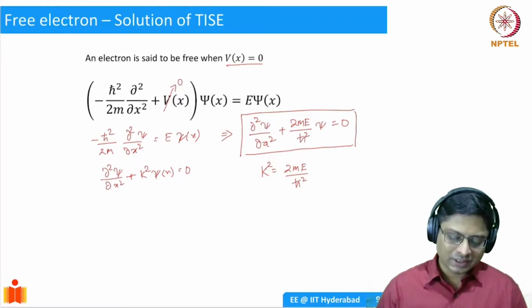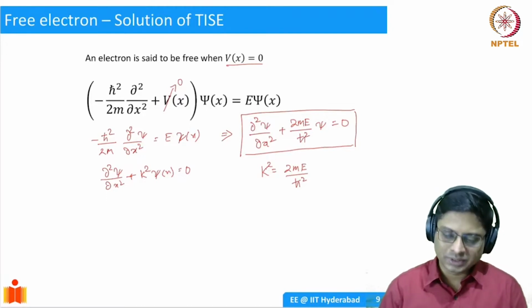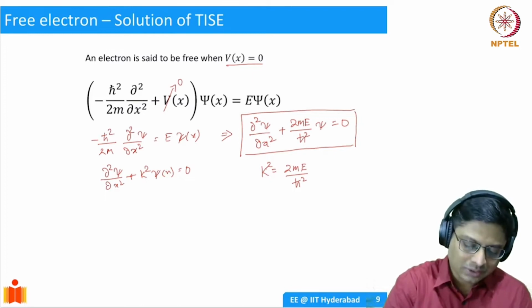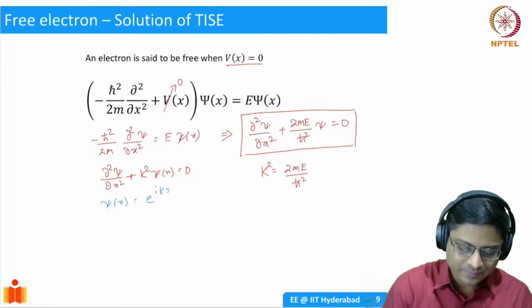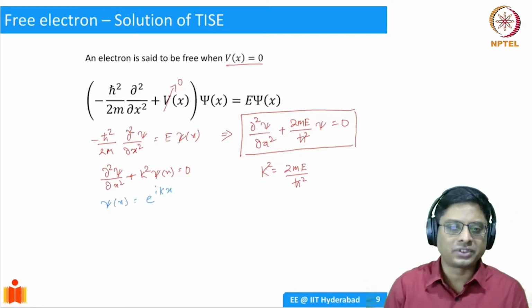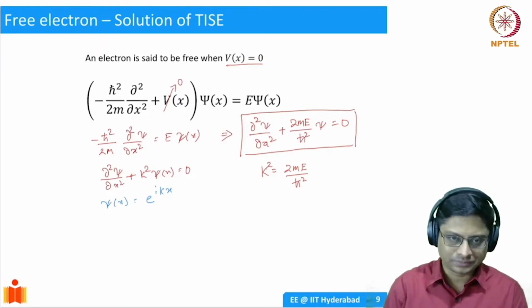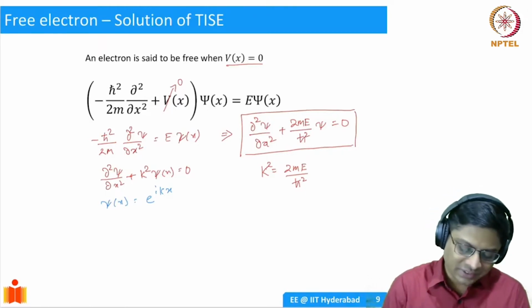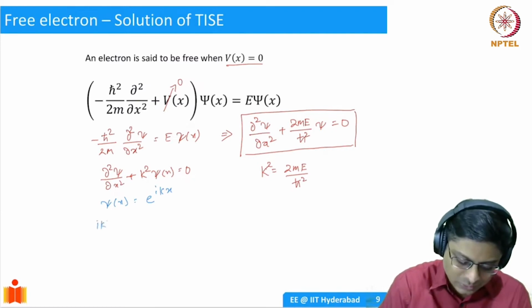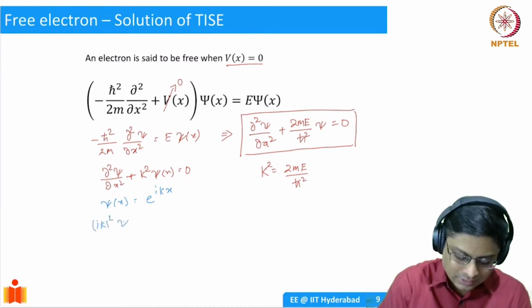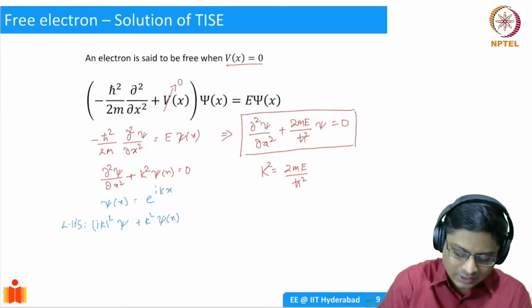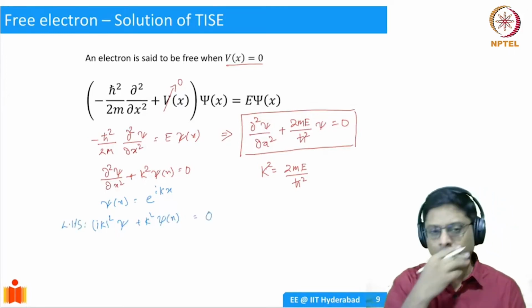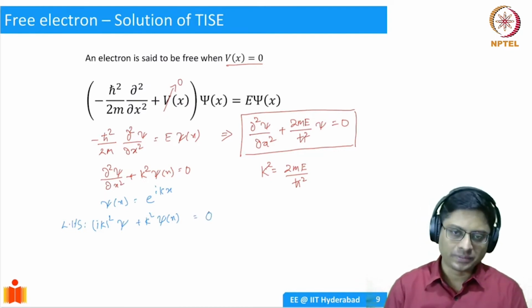To find out what is ψ, we have to make some guess. Let's assume that ψ(x) is equal to exponential ikx. Okay, let's try to substitute and see what happens. Does this ψ satisfy the Schrodinger equation? How do we do that? You take the second derivative, essentially you get (ik)²ψ plus k²ψ(x). This is the left hand side, right? LHS is this, and that is equal to 0. So basically, this particular solution is satisfying the Schrodinger equation.